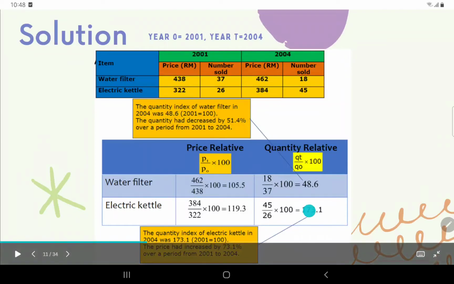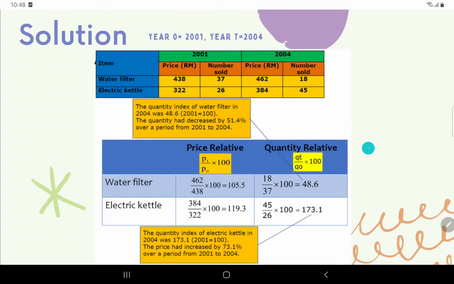Meanwhile, for this answer, minus with 100, so you will get 73.1. So it means that the price had increased by 73.1% over a period from 2001 to 2004. Okay, that's how we comment on the values that we got.